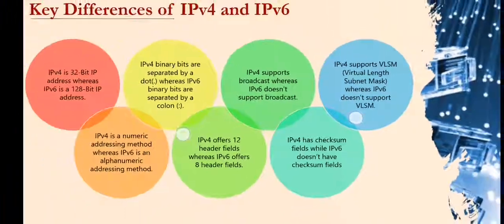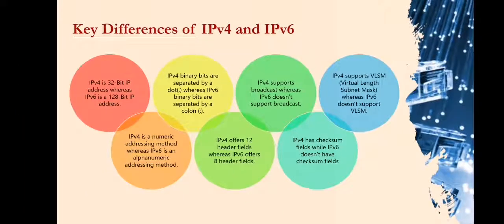Now, an additional key difference between IPv4 and IPv6 is that IPv4 uses ARP, or Address Resolution Protocol. This is used to map the MAC address, whereas IPv6 uses NDP, or the Neighbor Discovery Protocol, to map the MAC addresses.